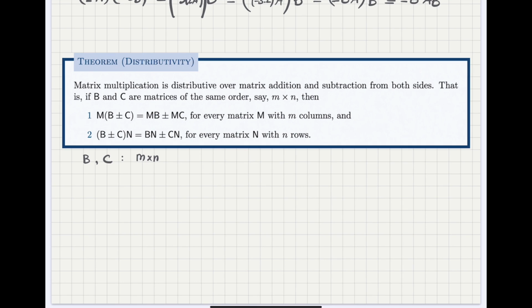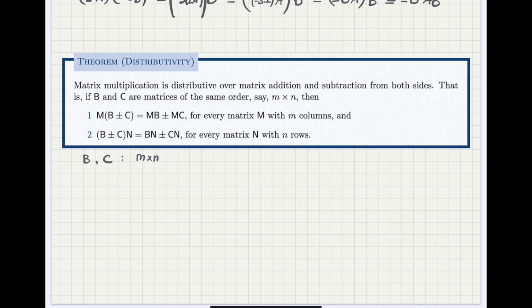We want to show that if I have the sum or difference of two matrices B and C, and then I want to multiply a matrix M from the left to this, I can distribute it exactly like numbers. I can write M times B and add M times C. If there's an addition, I put the plus. If there is a subtraction, I put a negative sign. For every matrix M with M columns.